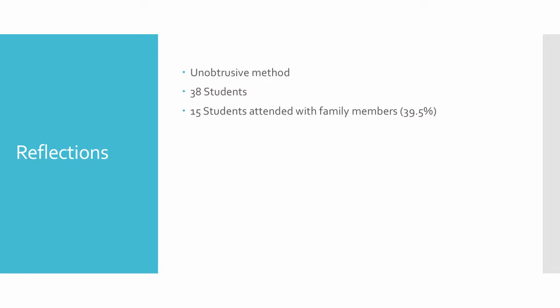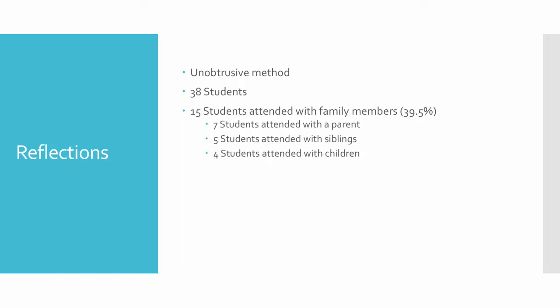Of the 38 students, 15 students attended with family members, so it's a higher percentage than I expected. But this is an area where we are noticing a little bit of growth, where when a student arrives, they typically will bring some friend or family with them. So 39.5% of the students brought family members. Of those family members, 7 of those students attended with a parent. 5 students attended with their siblings.